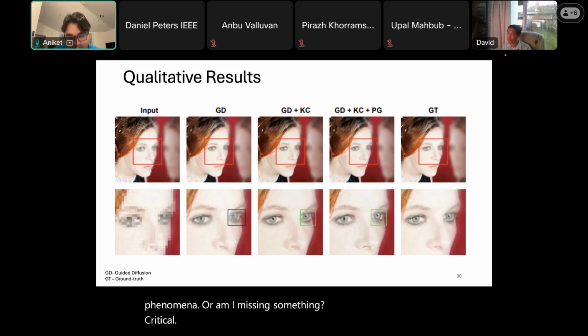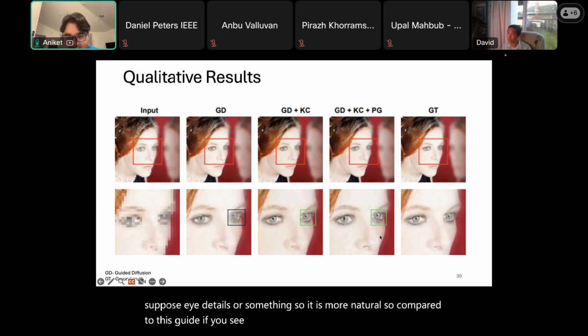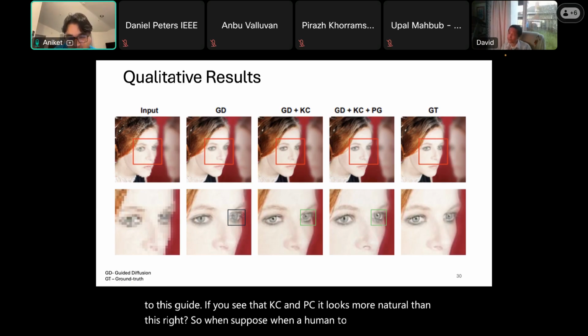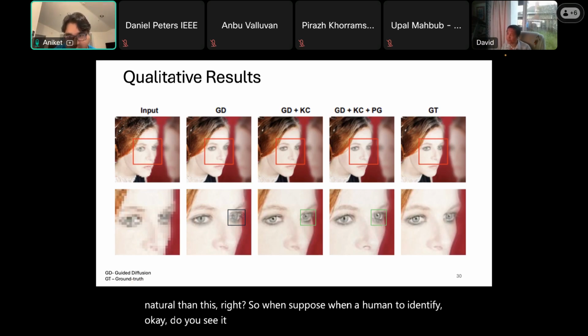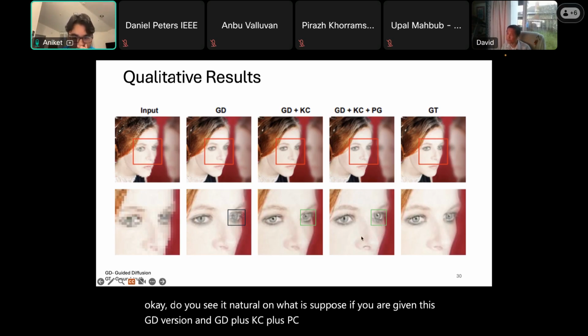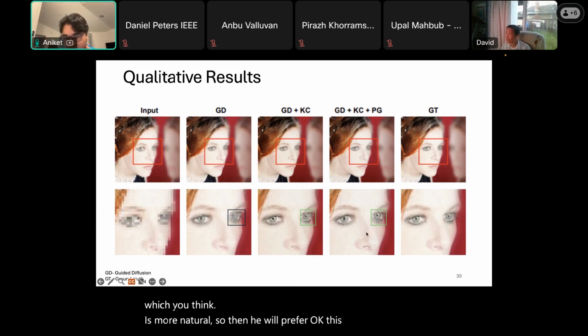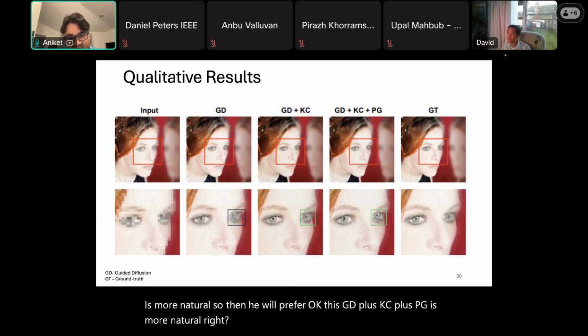Yeah, I think so. If you have a natural image, suppose eye details or something, it is more natural. Compared to this guided diffusion, if you see the KC and PC version, it looks more natural, right? Suppose you're given this GD version and the GD plus KC plus PC version and ask an observer which is more natural. They will prefer the GD plus KC plus PC, right? So that's our goal, to make it more natural.